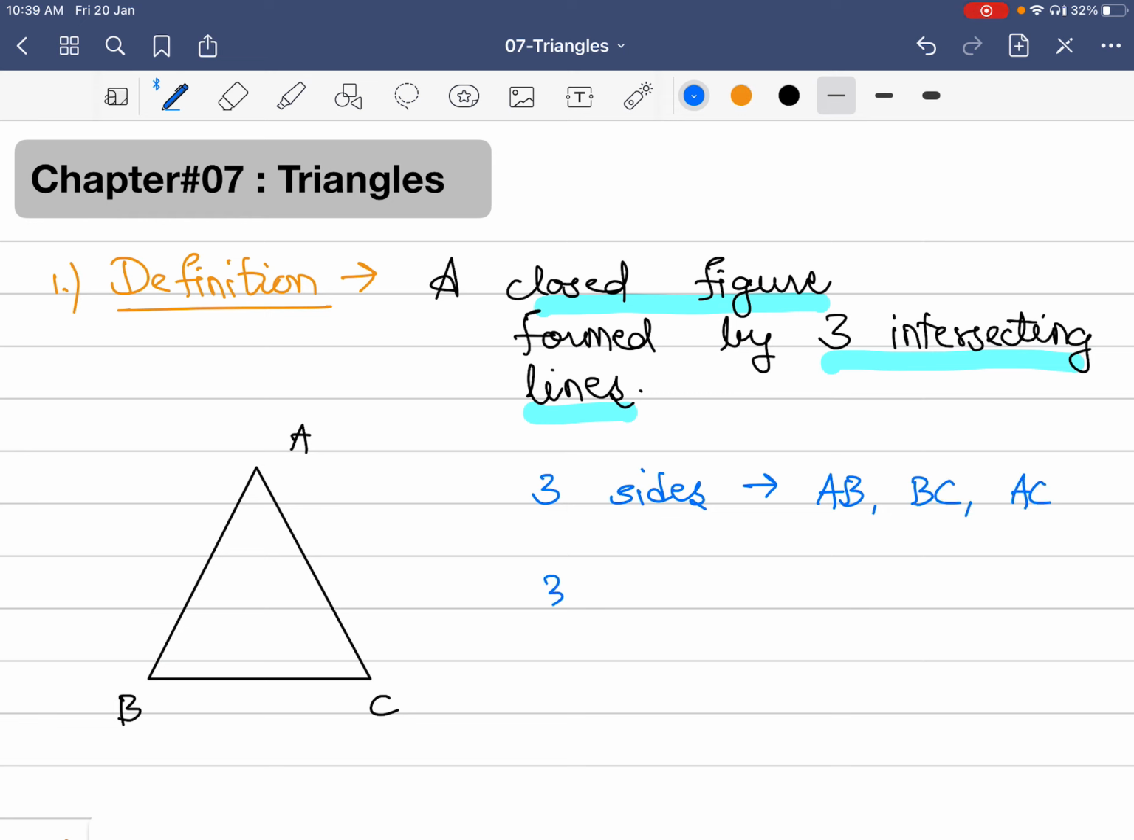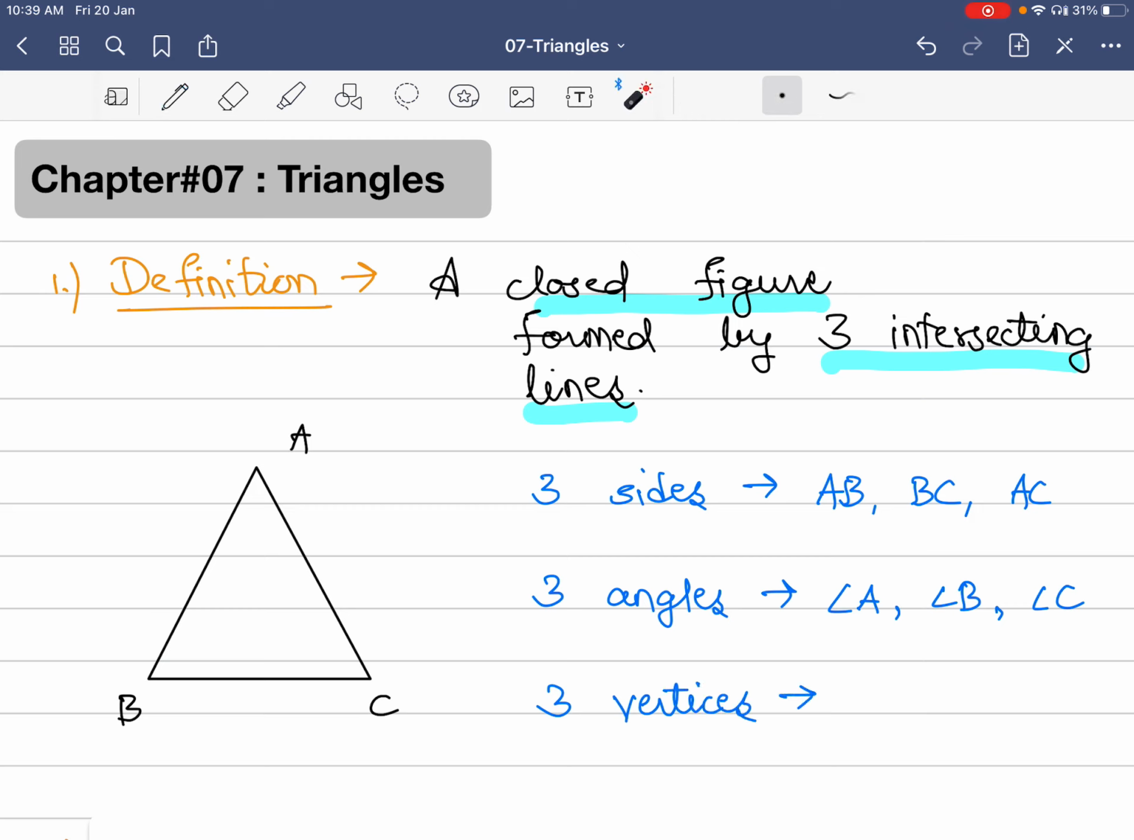Then it has three angles. There are three angles to every triangle, and here we have angle A, angle B, and angle C. And lastly, every triangle has three vertices. Vertices are nothing but these points, these three end points, you can say, of the triangle. So in this triangle, the three vertices are A, B, and C. Okay, so a very simple geometrical figure.